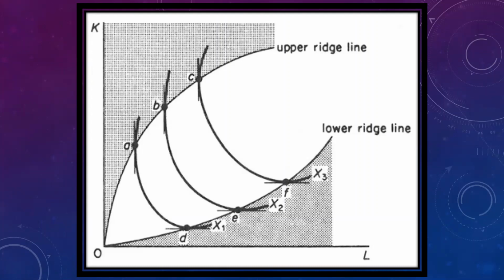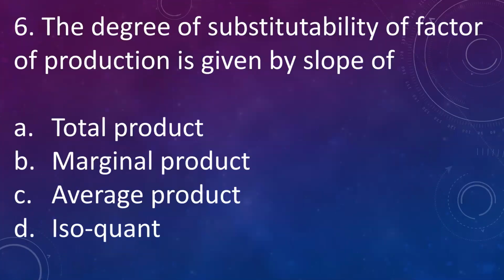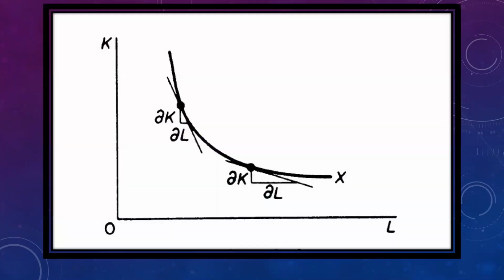Our next question is, the degree of substitutability of factors of production is given by the slope of total product, marginal product, average product or iso-quant. Answer is iso-quant. The slope of iso-quant tells us the degree of substitutability between two inputs K and L. Let us go to the next question.